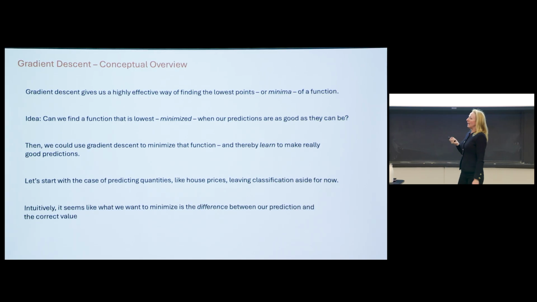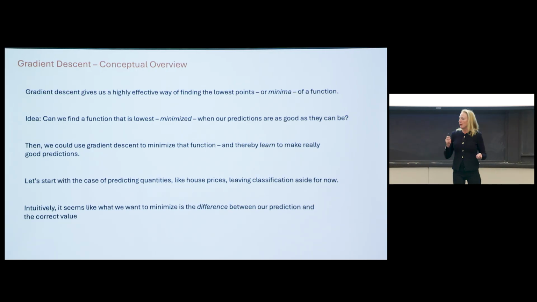So it's something like we probably want to minimize the difference between our prediction and the correct value, right? If I have a house that's sold for, let's say, $500,000, then I want my prediction, ideally, to be pretty close to 500,000. I don't want there to be a big difference between my prediction and 500,000, right? This is pretty obvious stuff, okay?